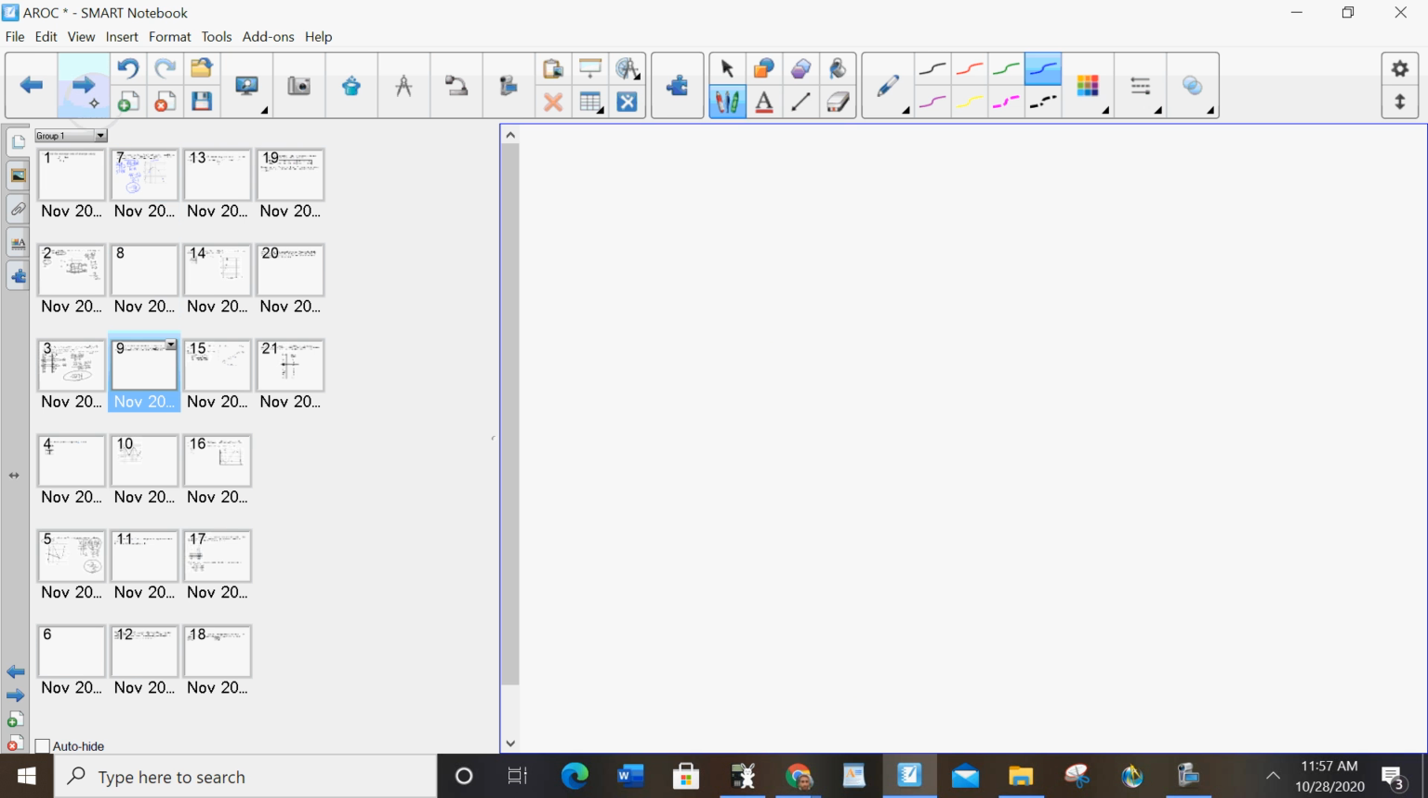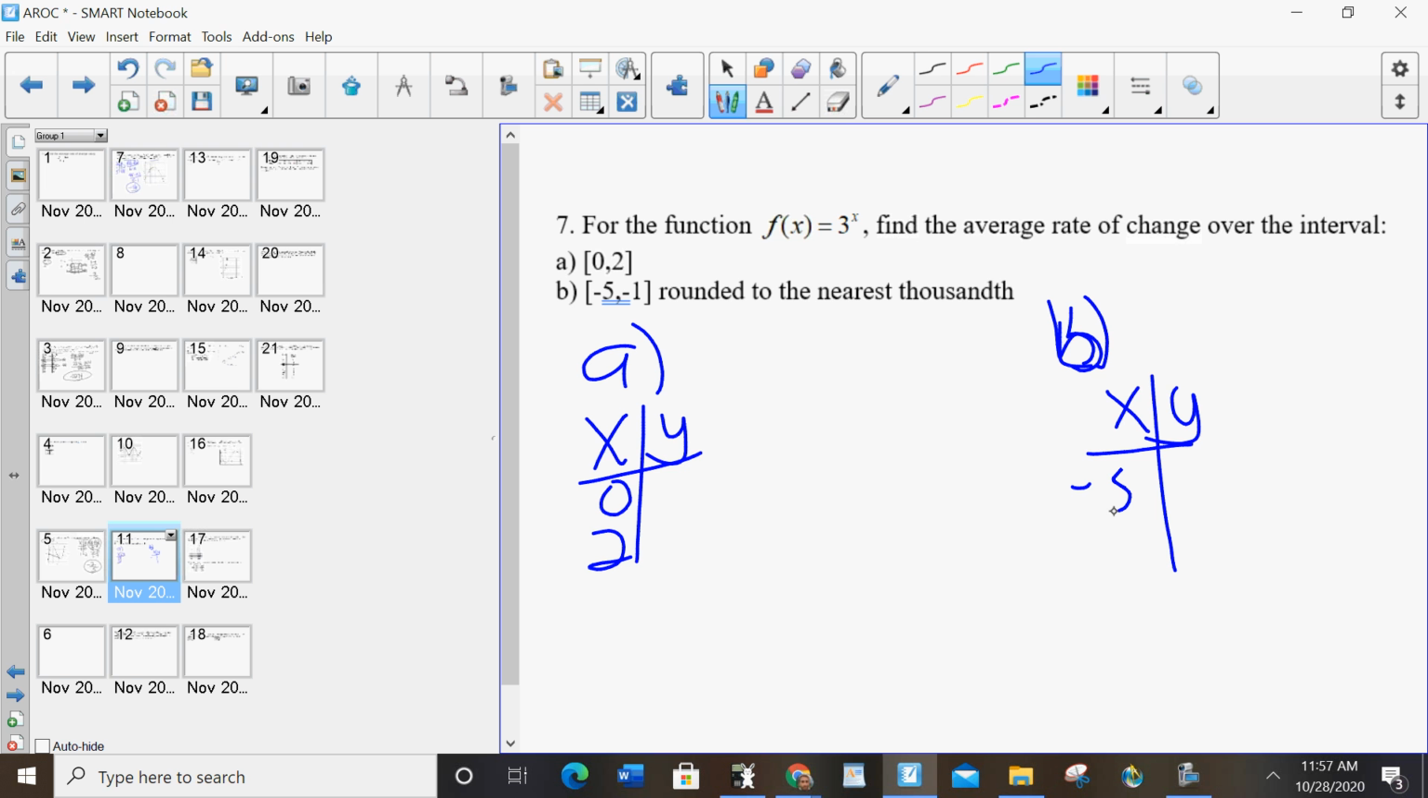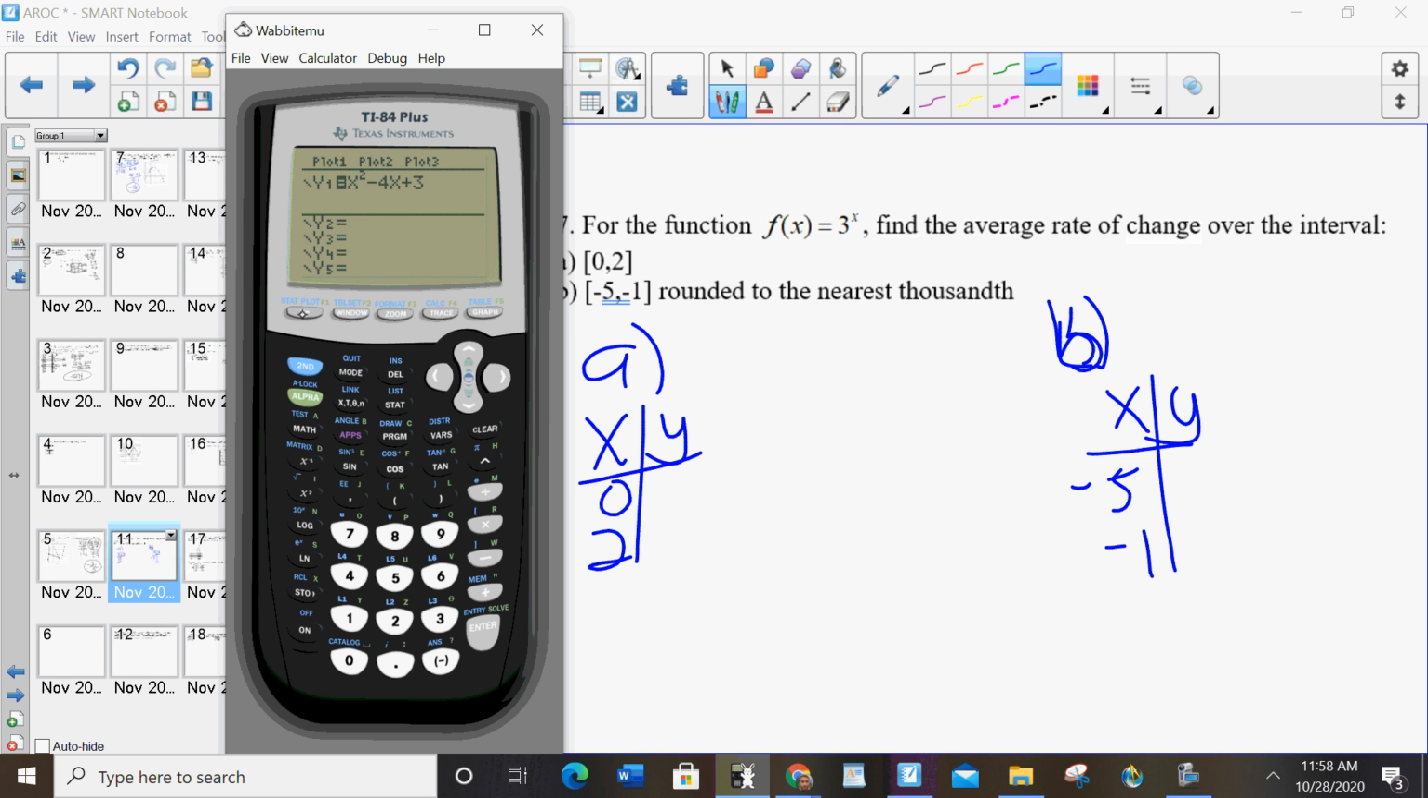All right, let's skip ahead to the equations. For the function f of x equals 3 to the power of x, find the average rate of change over the interval. So it's 2 separate problems. A is between 0 and 2. B is between -5 and -1. So again, I always like to have a little table. If it gives me an equation, go to your calculator, go to y equals, type in 3 to the power of x, and look at your table. 0 is 1, 2 is 9.